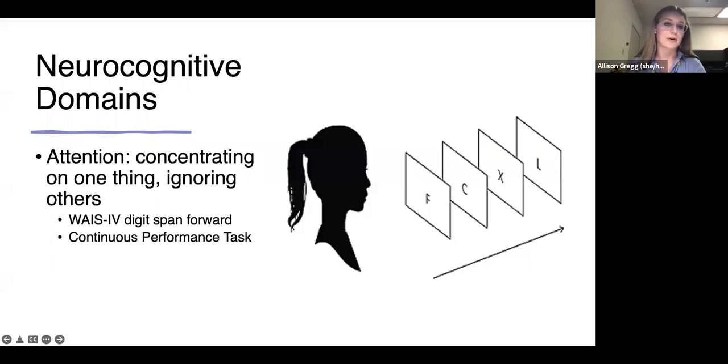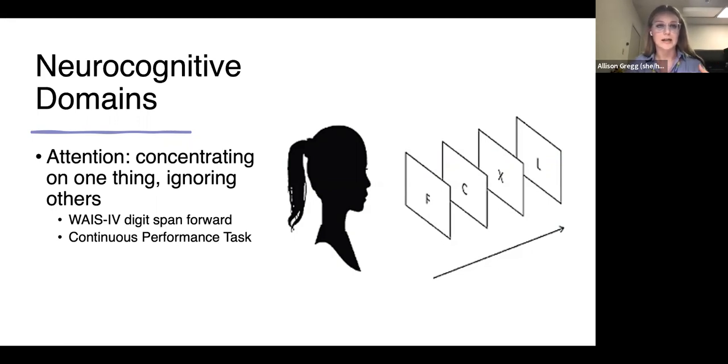Then we have the neurocognitive domain of attention. We think about that as concentrating on one thing and ignoring other things that aren't of interest to us at that moment. Again, we have the digit span test, which is in the WAIS, but we see it in some other mental status exams as well.